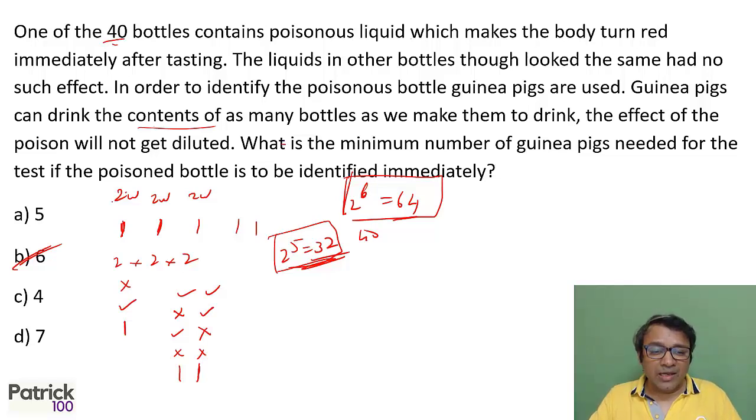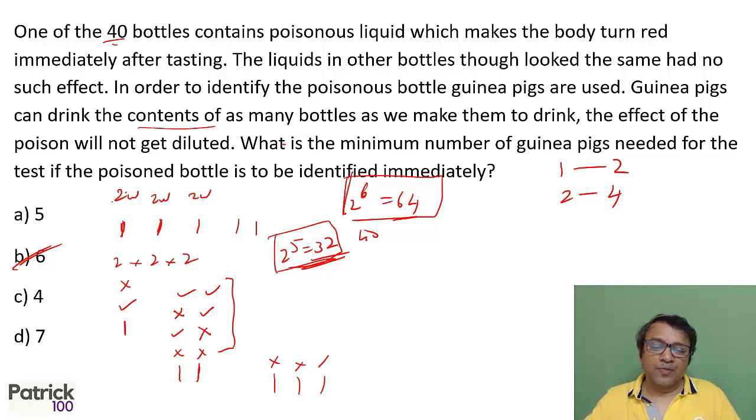So if both of them get red, then it's the first bottle. If the second gets red, second bottle. If the first one gets red, third bottle. If no one gets red, then the fourth bottle. So 4 bottles I can test with 2 guinea pigs. So 1 guinea pig is 2, 2 guinea pigs is 4. Let's try with 3 guinea pigs.